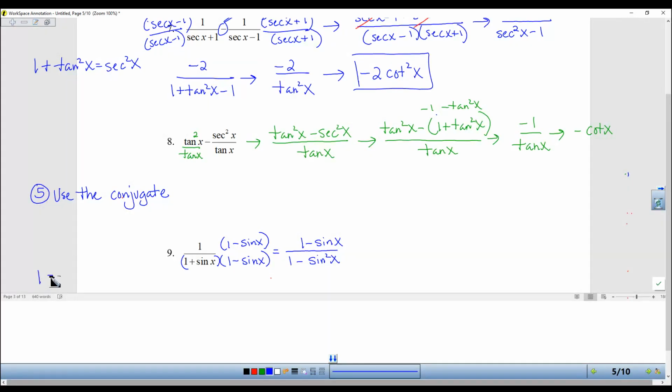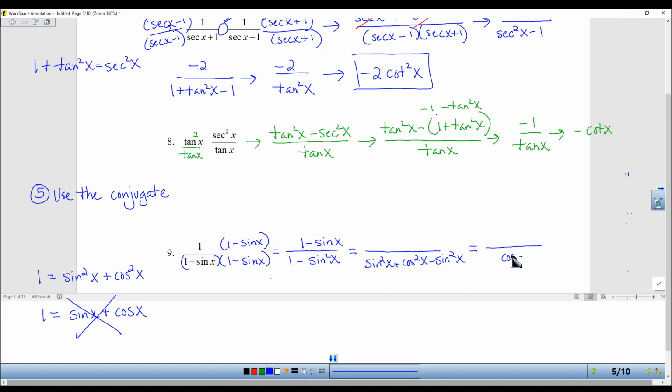Because the identity that we're looking at is 1 is equal to sine squared x plus cosine squared x. This identity, 1 is equal to sine of x plus cosine of x, does not exist. Sometimes people really want it to exist because they just take the square root of each term, but that doesn't work. So you can only make changes if it's squared. So this method of multiplying by the conjugate is a great way to get it to have a square, and now I can replace the 1 with sine squared x plus cosine squared x minus sine squared x, and this denominator just becomes cosine squared x.